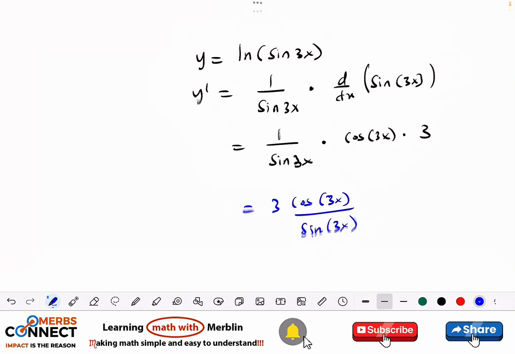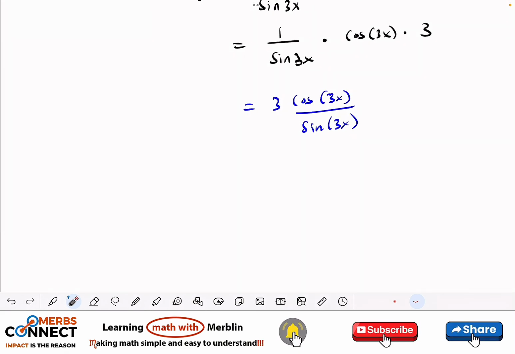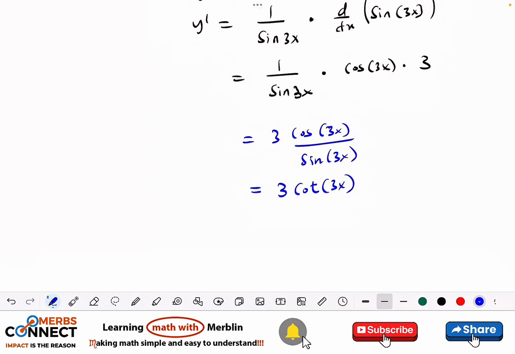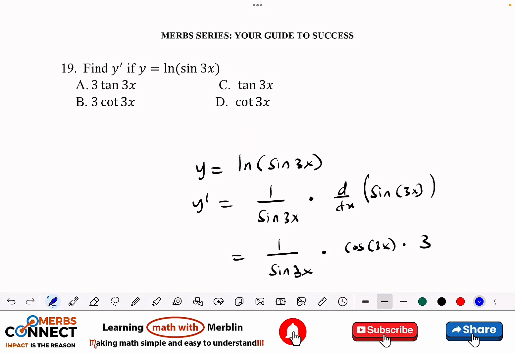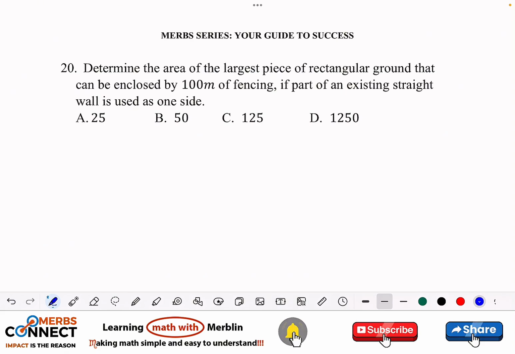What is cos over sine? Because we don't have that result here. So we know that cos over sine is the cotangent. So this is going to be 3 cotangent of 3x. So that's what we just need to know. So this is B. Last question, then we are done.